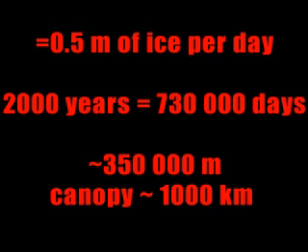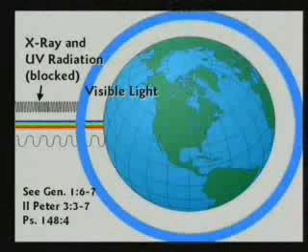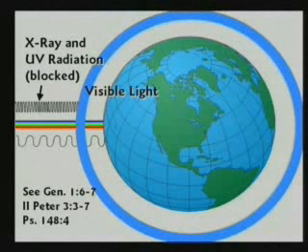If we assume half a meter melts per day, then for an ice canopy to survive 2,000 years, it would need to be about 1,000 kilometers thick. Now, as Hovind states, this canopy of water would filter out quite a bit of radiation. Yep, that amount of ice would filter out a lot of radiation. In fact, it would filter out all of it.